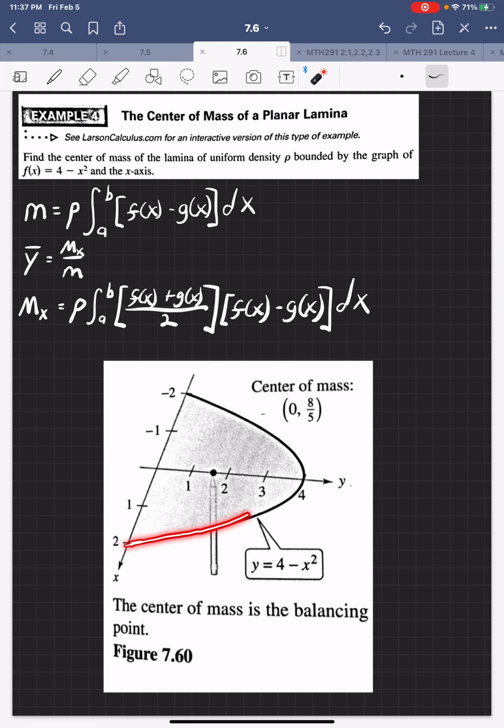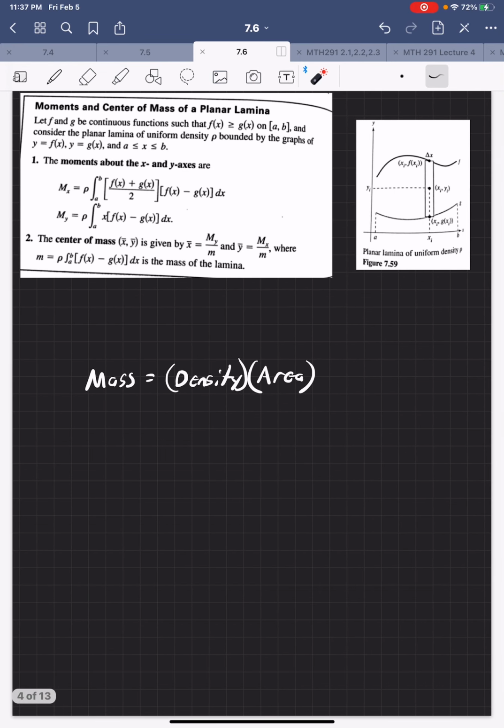You can imagine that this particular object you would like to be able to find the center of mass of. Now, in this case, we refer to these as finding the moments and center of mass of what we call planar laminas, right?